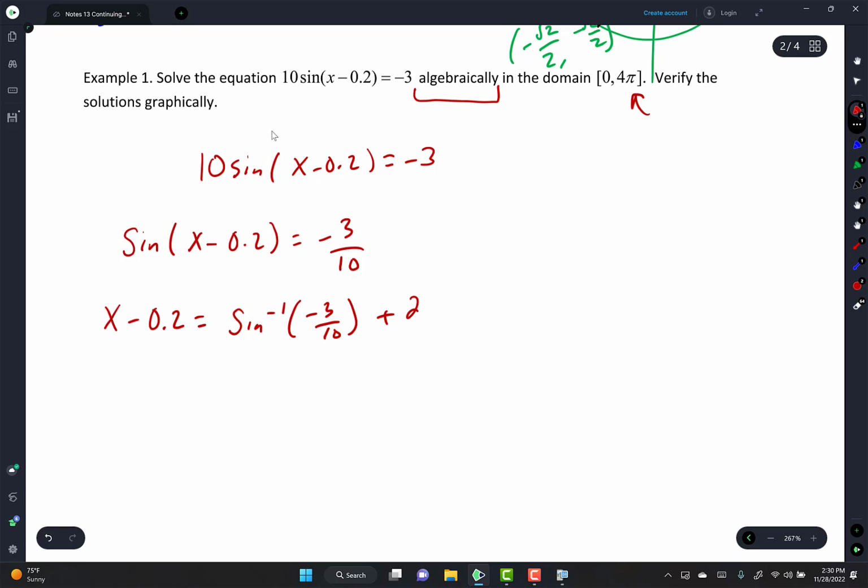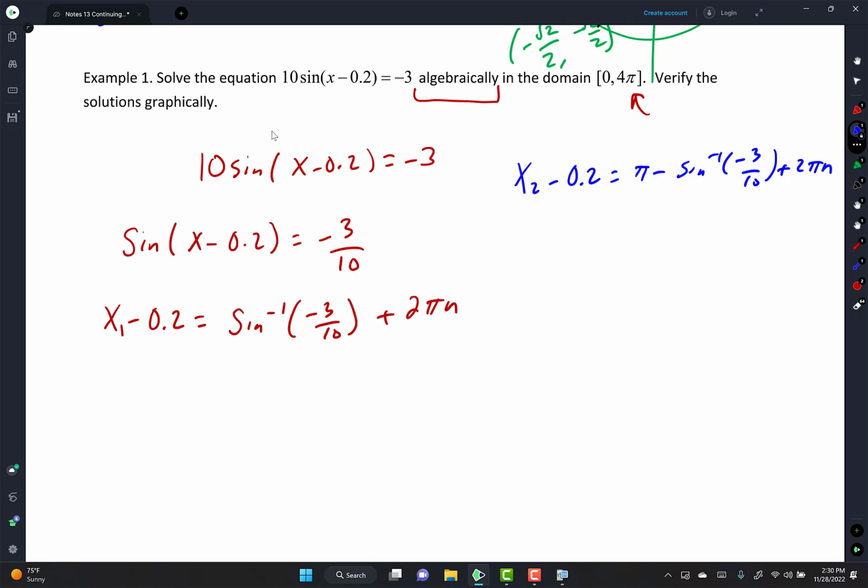We're in radians, plus 2 pi n. I'm going to call this x1. And then I'm going to do another equation. I'm going to call it x2. I'm going to do it in blue. I'm going to write x2 minus 0.2 equals pi minus arc sine of negative 3 over 10 plus 2 pi n. Is everyone okay with why I wrote the one in blue?